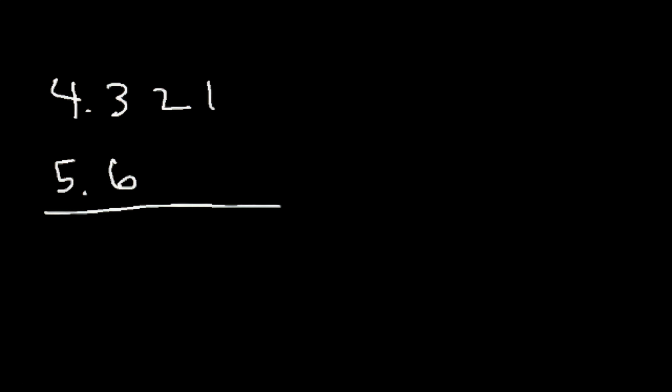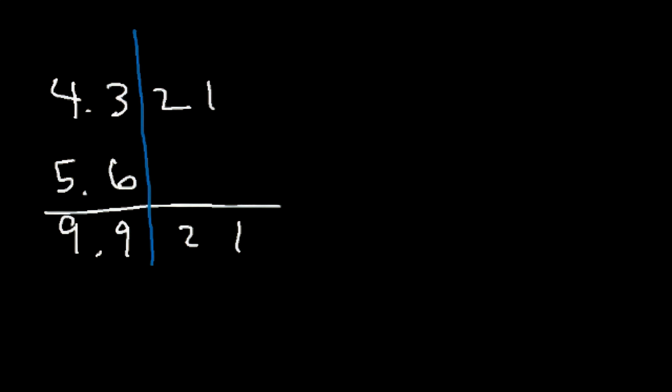Now you need to understand the rules of addition and subtraction. So let's say you want to add 4.321 plus 5.6. You need to round to the least number of digits to the right of the decimal point, which is here. So when you add these two numbers, you're going to get 9.921.